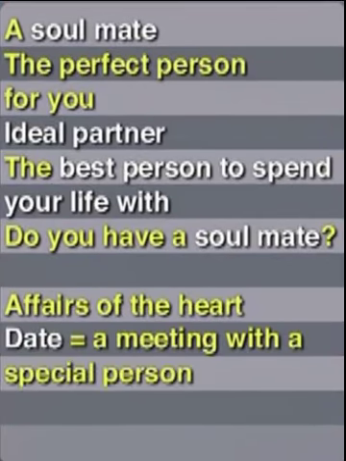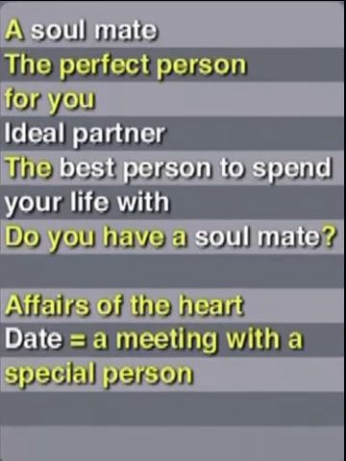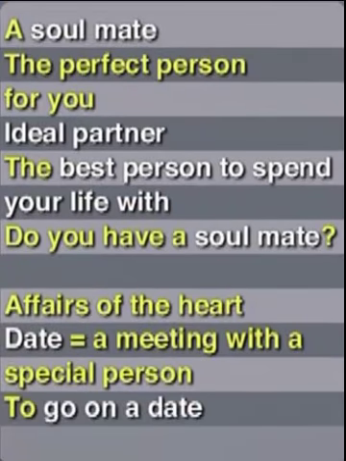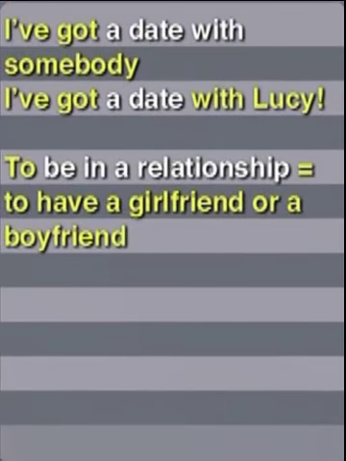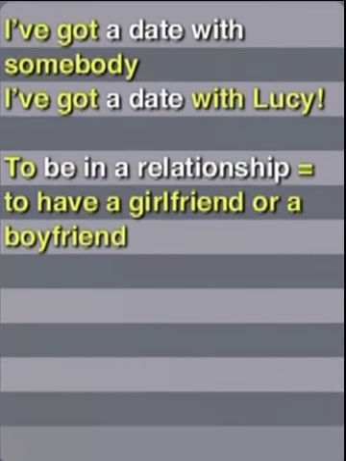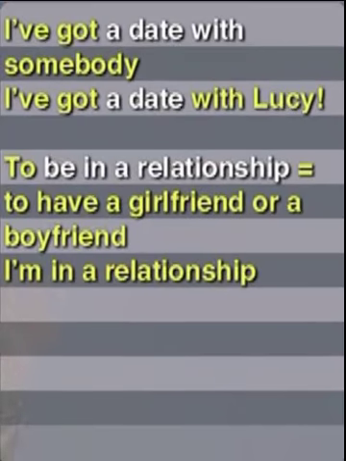A date is a meeting with a special person. We say, go on a date, or I've got a date with somebody. For example, I've got a date with Lucy. If you do have a boyfriend or a girlfriend, then you are in a relationship. You say, I'm in a relationship.